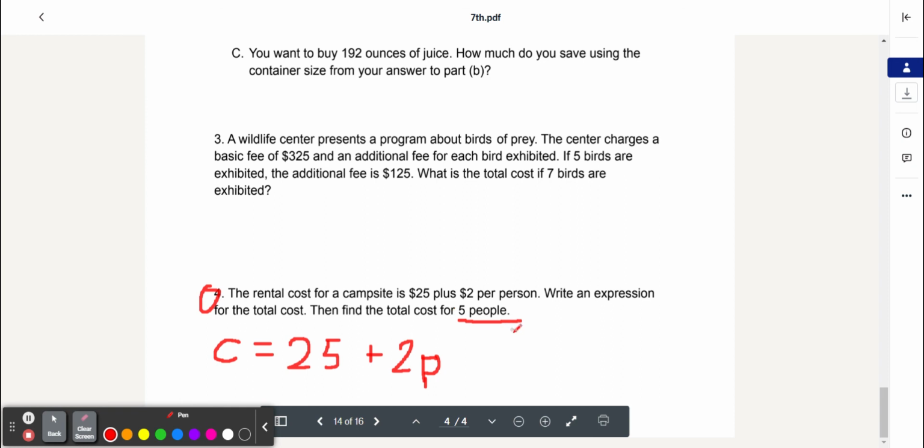It's that simple. Next, we need to find the cost for 5 people. So using this 5, we can plug it into our p is people. And if we just rewrite that, cost is equal to 25 plus $2 per person, so 2 times 5, which is 10. And we add 25, and 25 plus 10 is 35. So that means C is $35, so our total cost for 5 people is $35.